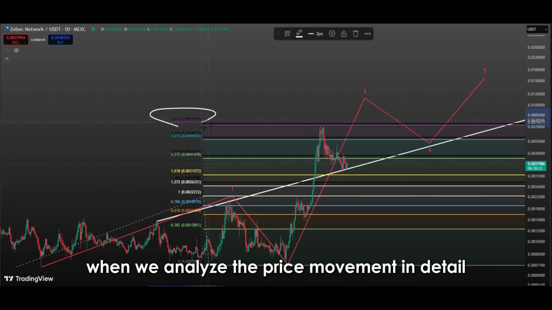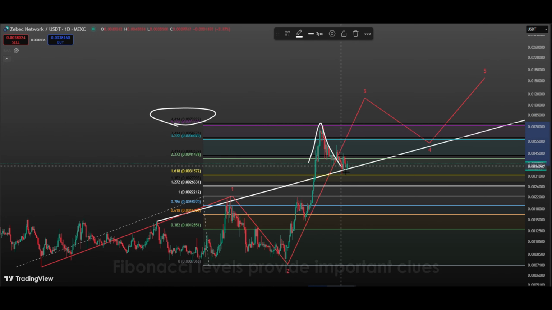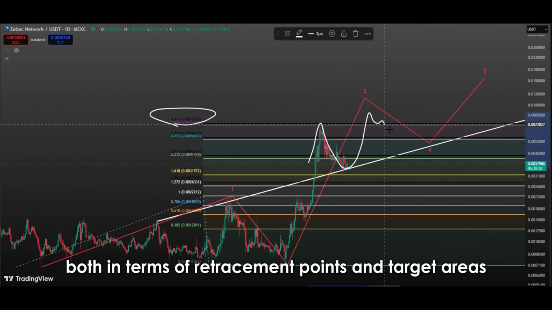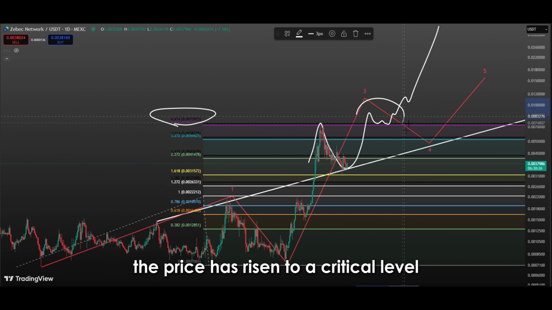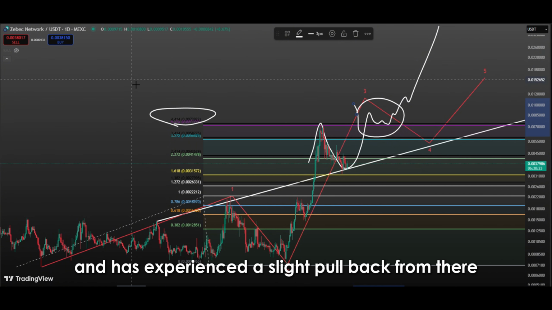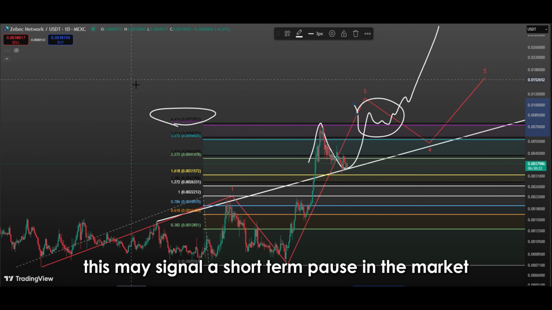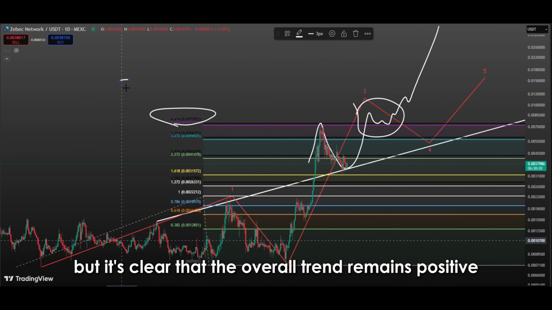When we analyze the price movement in detail, we observe that this third wave works very harmoniously with Fibonacci levels. Fibonacci levels provide important clues both in terms of retracement points and target areas. Currently, we can see that during this third wave, the price has risen to a critical level, namely the 4.272 Fibonacci extension level, and has experienced a slight pullback from there. This may signal a short-term pause in the market, but it's clear that the overall trend remains positive.